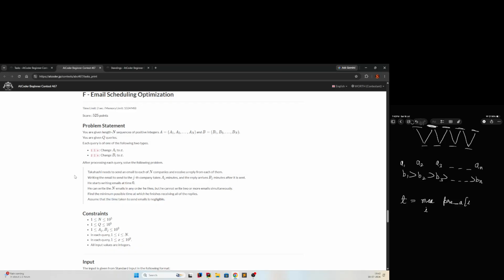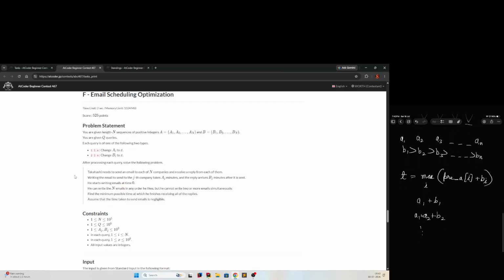over all i of prefix of AI plus BI. So it's going to be like A1 plus B1, A1 plus A2 plus B2, and so on. This is very easy to observe. The time it takes us to write the ith mail is the summation of AI from 0 to i, because we will write the first mail, then the second mail, then the third mail, and then we'll write the ith mail. And then we have to wait BI duration for its reply.